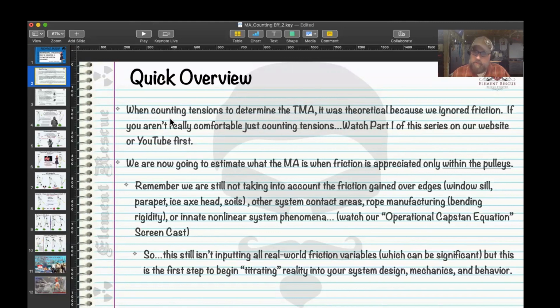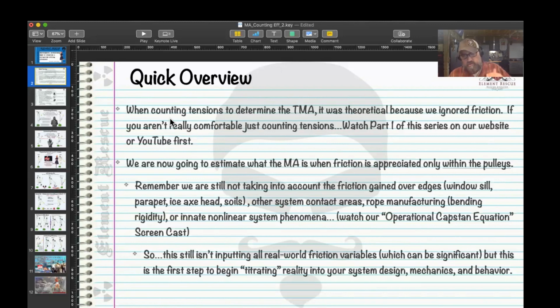Like we said before, if you're not solid on counting tensions, you may want to do that prior to this. You can go back to YouTube or our website and look at the counting tensions presentation. We're now going to estimate what the mechanical advantage is when friction is appreciated just in the pulley. Like we said before, there is no 100% efficient pulley. Each pulley, depending on how it's made, has a different efficiency to it. We'll go over that when we look at a couple of these pictures.